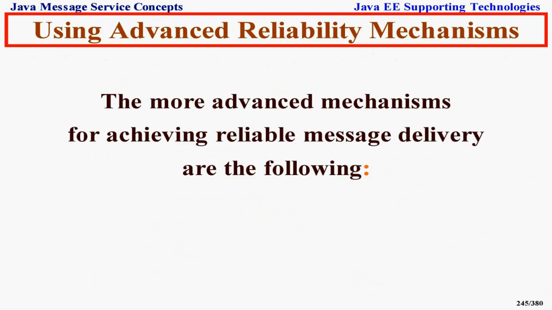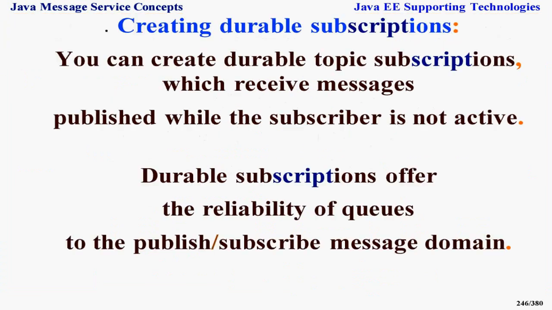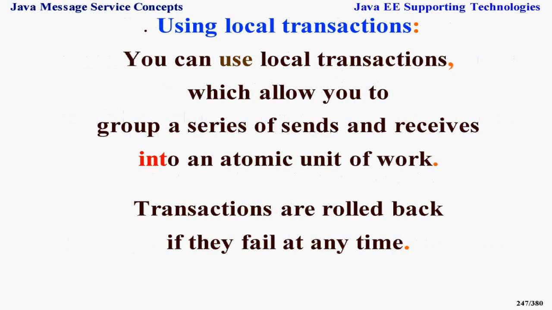Java Message Service examples. Using advanced reliability mechanisms. The more advanced mechanisms for achieving reliable message delivery are the following. Creating durable subscriptions. You can create durable topic subscriptions, which receive messages published while the subscriber is not active. Durable subscriptions offer the reliability of queues to the publish-subscribe message domain.